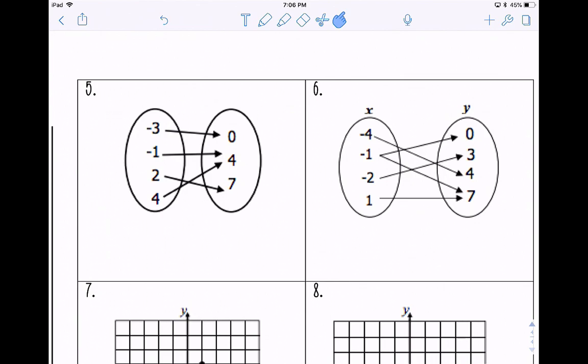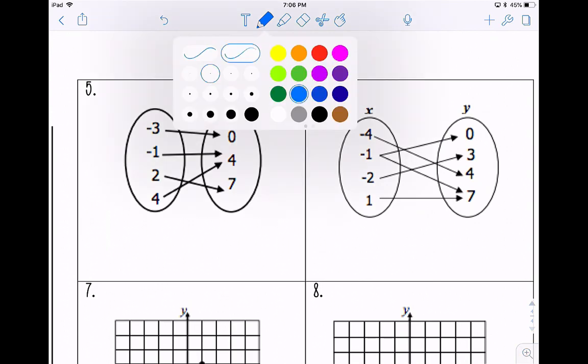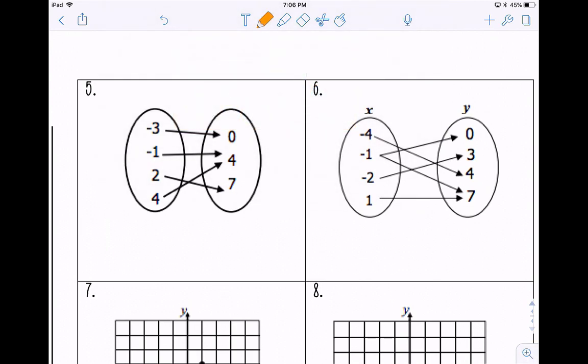All right, moving on to number 5 and 6. This is what's called a mapping. A mapping is basically a set of ordered pairs, or kind of like a table, but it's just a different way to display it. The way you know if any of these x's repeat is if there's more than one line coming from any of the x values. The x is always on the left. Usually they will label it, but if they don't, just know that the x is always on the left, so y would be on the right. We have one line coming from -3, one line coming from -1, one line coming from 2, and one line coming from 4. None of those x's repeat, so this is a function.